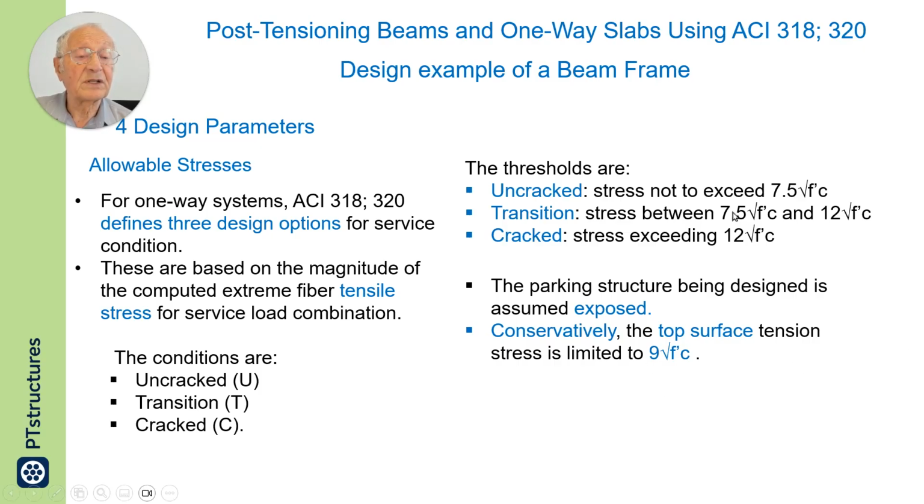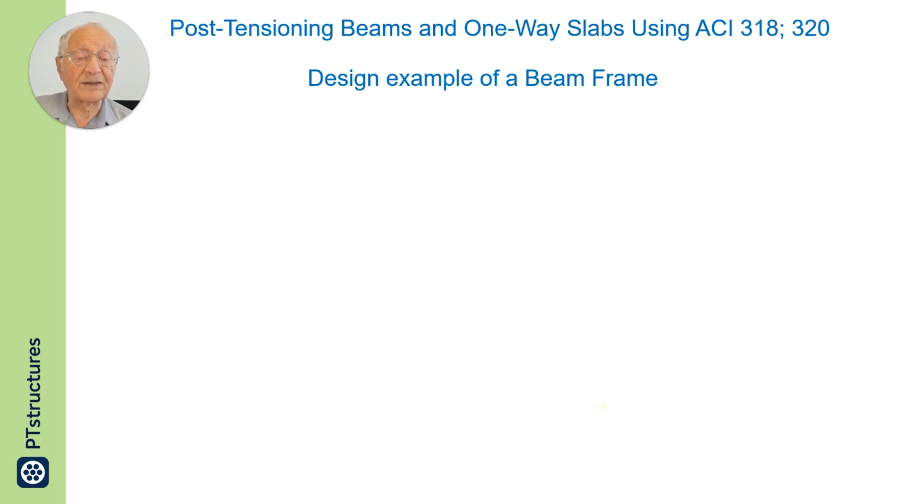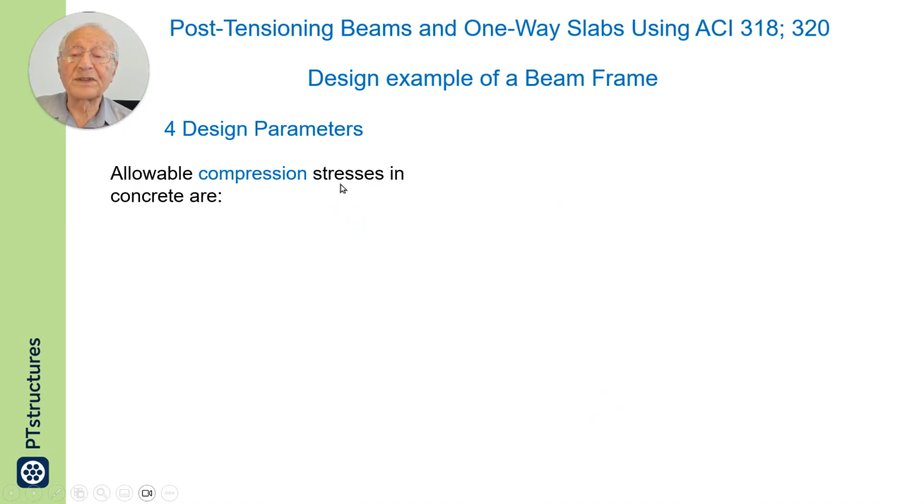9 will bring me between transition and cracked. So in other words, there will be partial cracking as far as building code is concerned if the extreme fiber stress is 9, between initiation of cracking and this cracking there. 9 is not a code requirement. This is what I have assumed. So we continue with the design parameters.